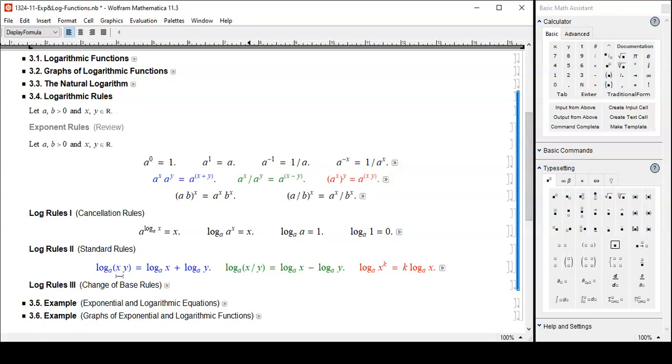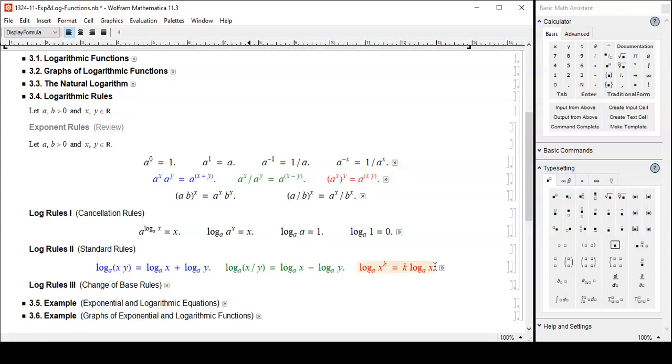Log of x times y is log of x plus log of y. So log changes multiplication to addition. And then this is just the inverse: division to subtraction. You see, multiplication, division, addition, subtraction, those are inverses, so they're easy to remember. If you remember the first rule, the second rule follows easily.